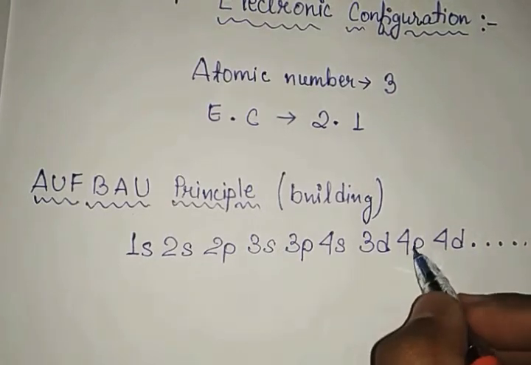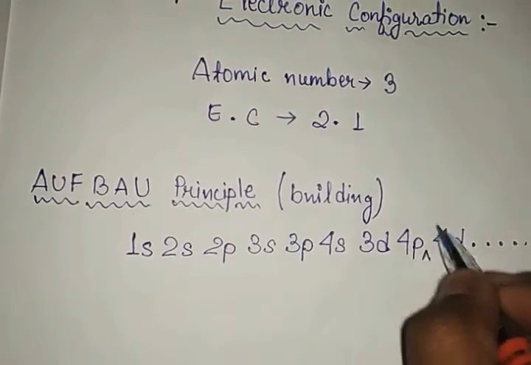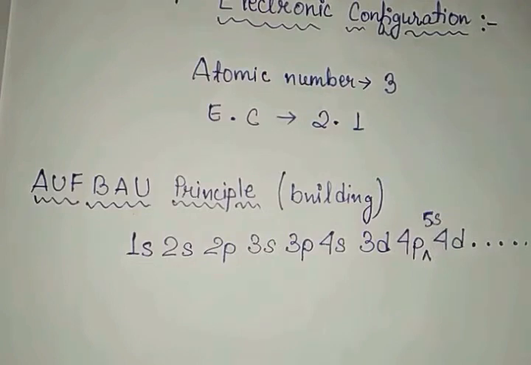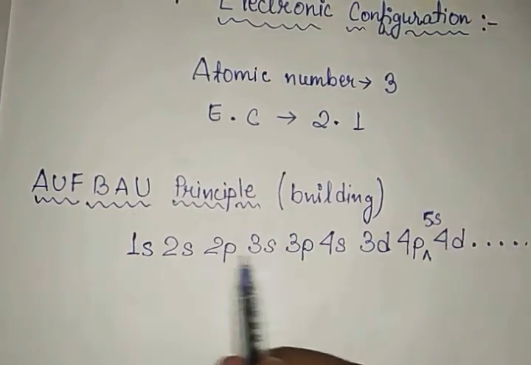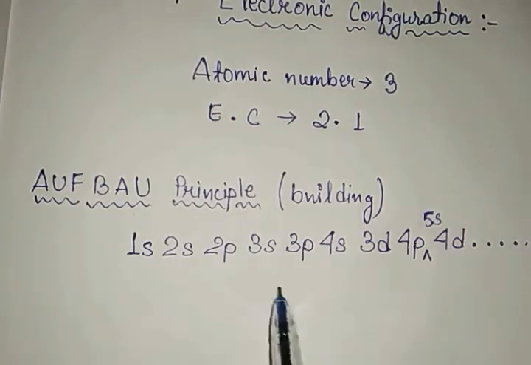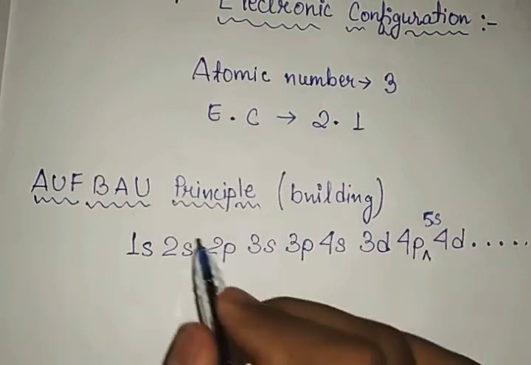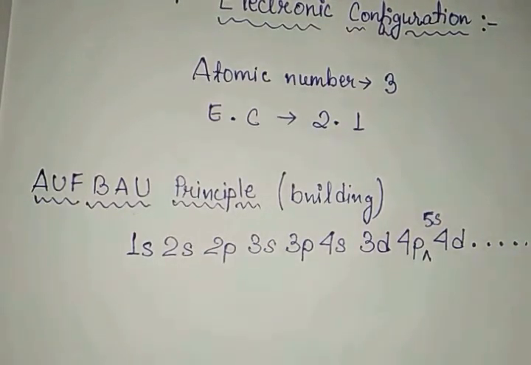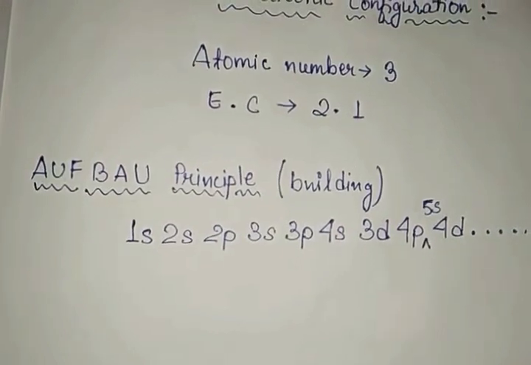Sorry, before 4p, here it will be 5s. After 4p, it will be 5s. Then after 5s, it will be 4d, and then it will go on. If you want to know about this, you can check your book. You will find the Aufbau principle, on what basis the electrons are filled in these orbitals. Now I will tell you how the electrons are filled.